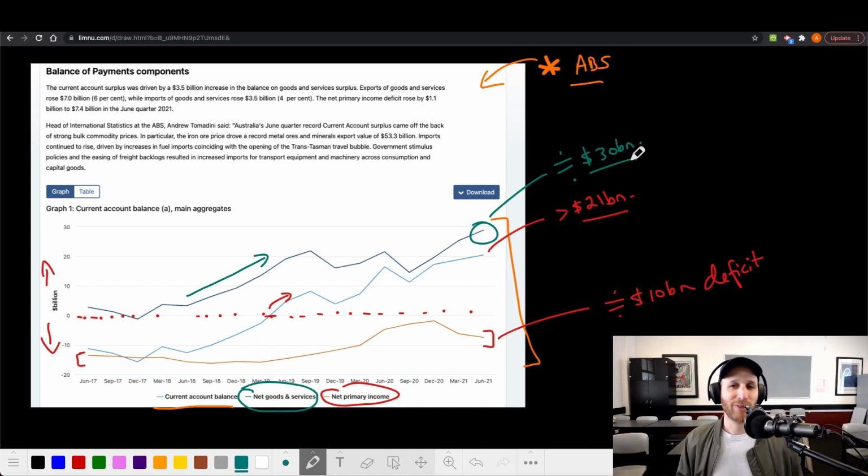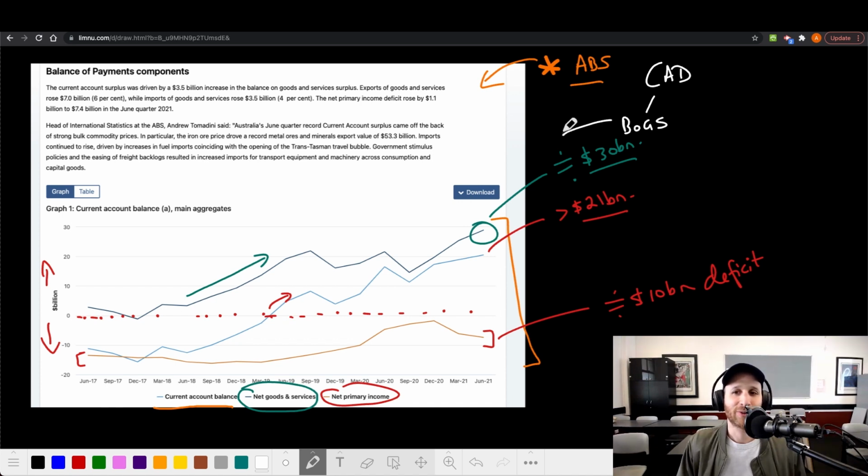If we think about the main drivers of the current account, the main drivers are the balance on goods and services. So let's just put this down. What tends to affect Australia's current account deficit? The main things are the balance on goods and services, BOGS, which is also known as the trade balance, and net primary income. These are the two main drivers of Australia's current account deficit.